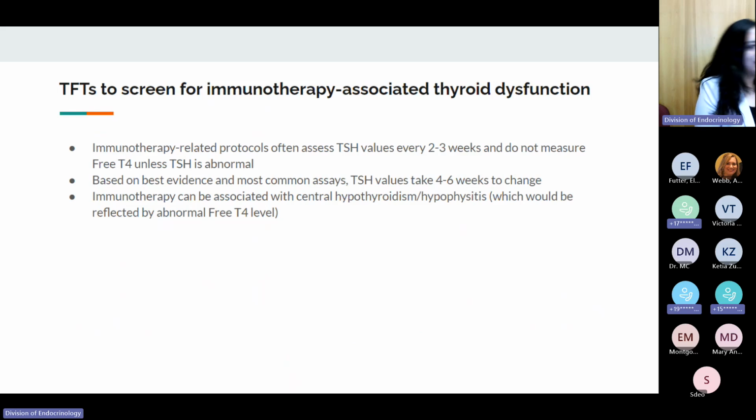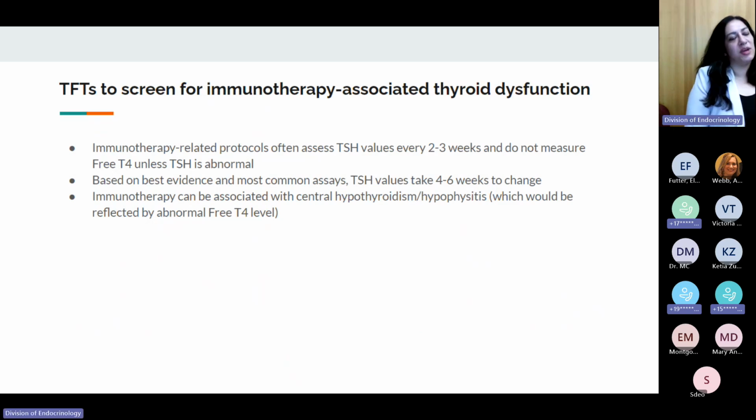Thyroid function testing in patients treated with immunotherapy. We've learned in recent years that immunotherapy for metastatic cancers and solid cancers has been amazing and has had great outcomes on cancer treatment, mortality and morbidity. However, for endocrinology, it means a lot of endocrine dysfunction. We can see hypothyroidism and hyperthyroidism in patients treated with immunotherapy.